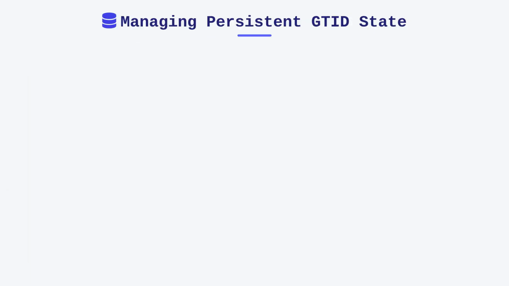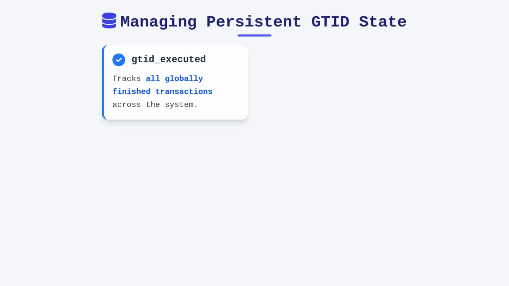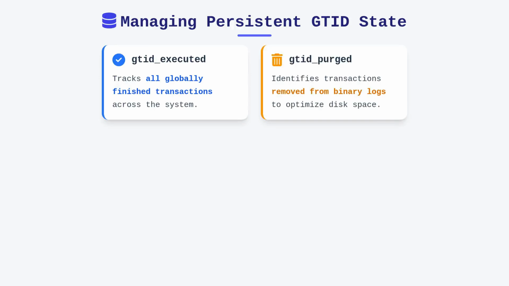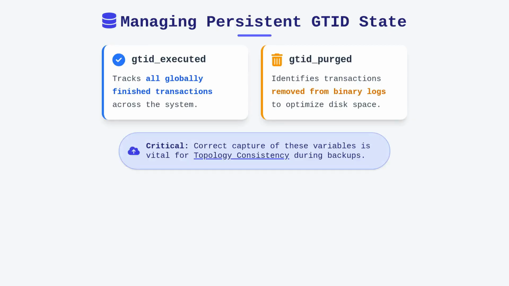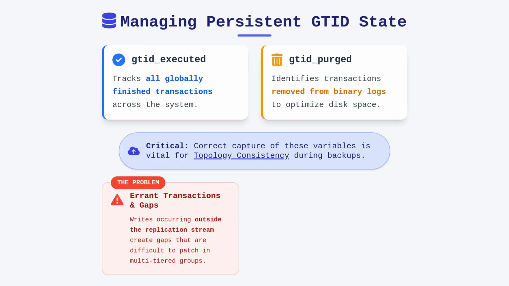Managing the persistent state of these identifiers involves understanding both the gtid_executed and gtid_purged system variables. The gtid_executed variable tracks all globally finished transactions, while the gtid_purged variable identifies transactions that have been removed from the binary logs to save disk space. When you are performing backups, it is vital to capture these variables correctly to maintain the consistency of the entire topology. If you ever find a gap in your transaction history, you are likely looking at an errant transaction, which occurs when a write happens outside the intended replication stream.